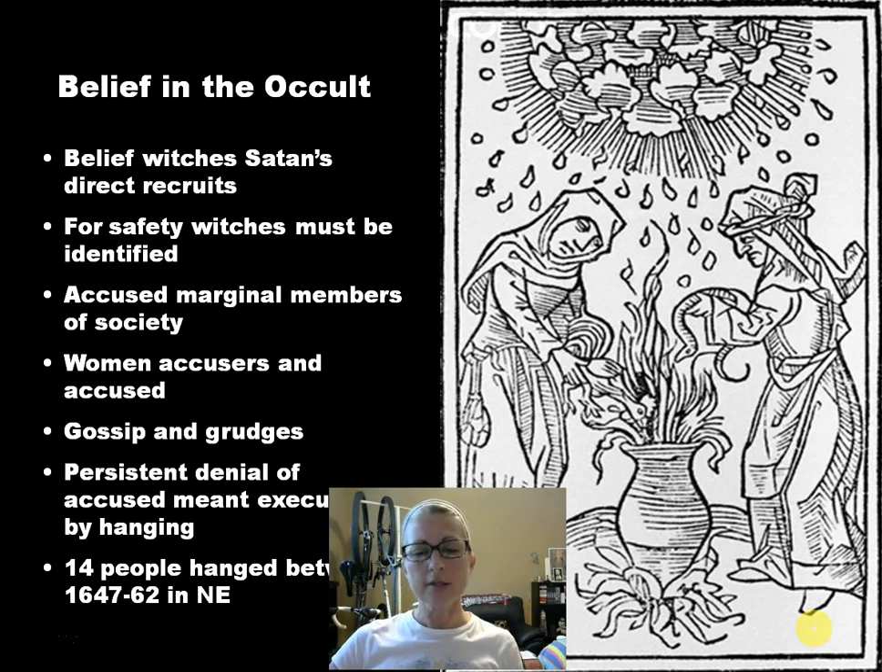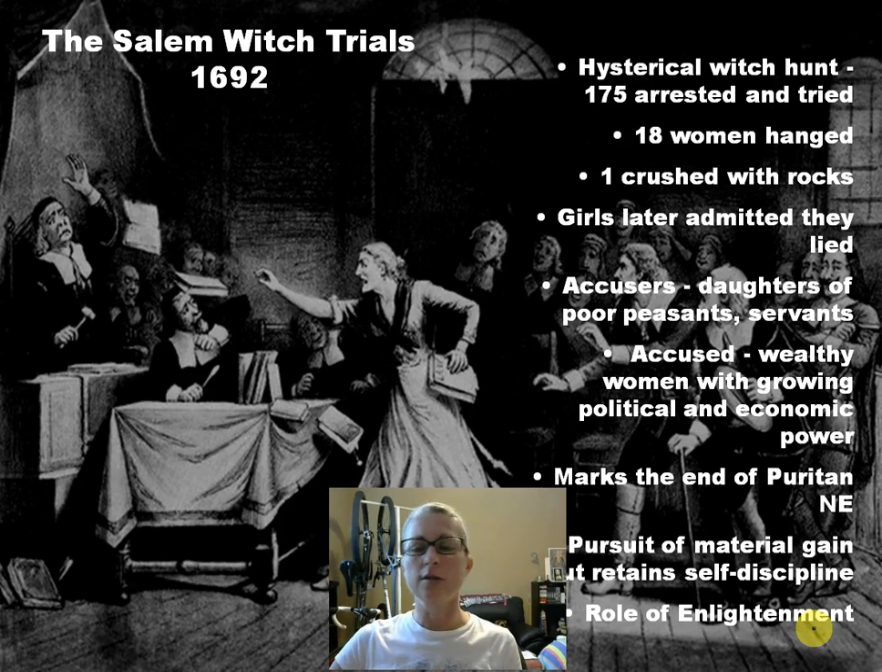And it's a class thing. Again, usually it was lower class accusing the upper class. And that's what's going to happen in Salem. Again, you're going to have 14 people hanged between 1647 and 62 in New England. It just became a complete mess.